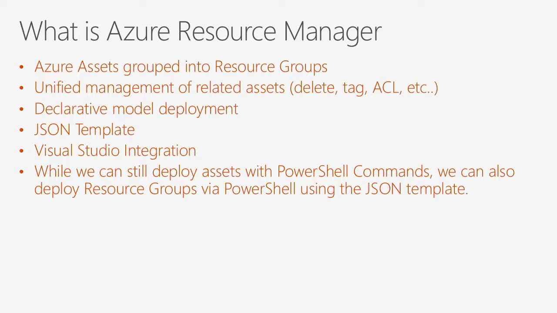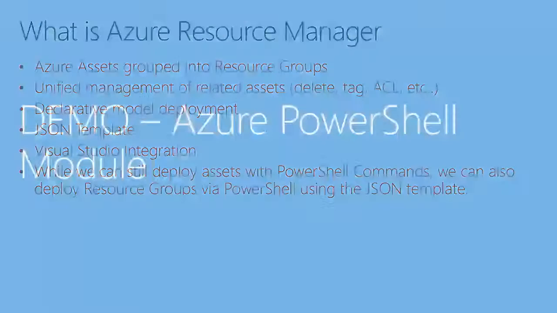The big changes between ASM and ARM is that we organize Azure assets into what's called a resource group. The easiest way to think of it is a logical container of related resources. This gives us the ability to do unified management on a set of resources, ACL a set of resources, delete a set of resources, as opposed to having just individual resources kind of hanging off of each other. There's some other stuff in here that's not really applicable to this session. If you came to my session yesterday, we talked about JSON templates. We'll see one of those in this session, Visual Studio integration, etc.